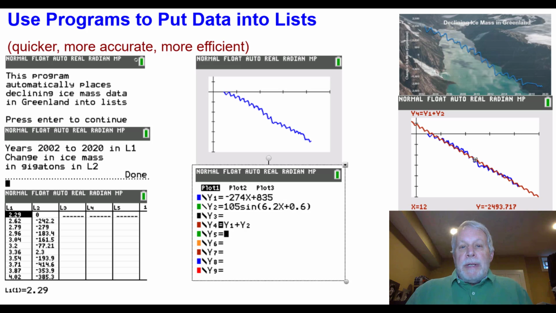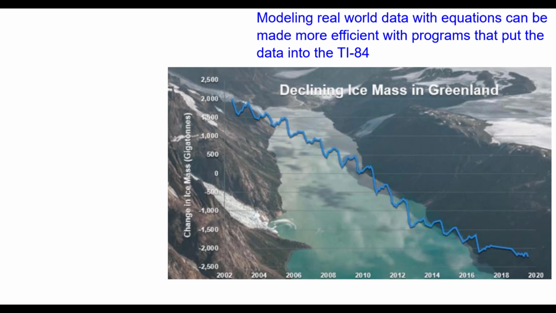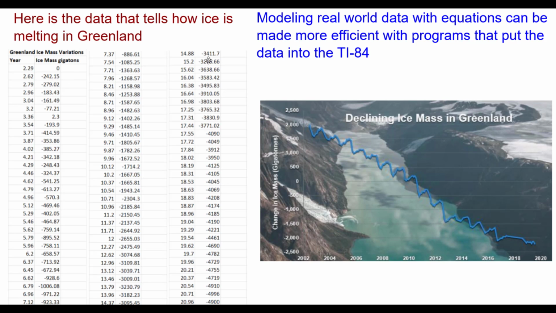Use programs to put data into lists, which is quicker, more accurate, and much more efficient. Modeling real-world data with equations can be made much more efficient with programs that put the data into the TI-84. Here's the data that tells how ice is melting in Greenland, and you can see it's very extensive.